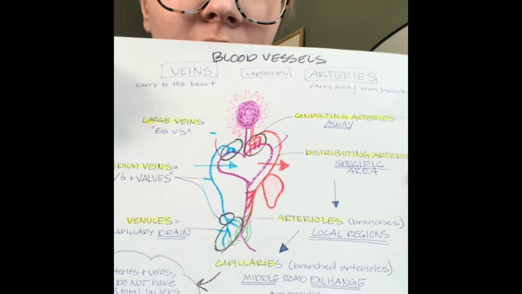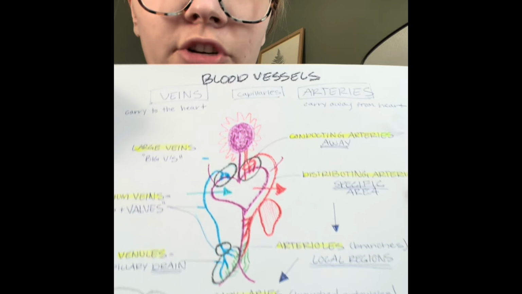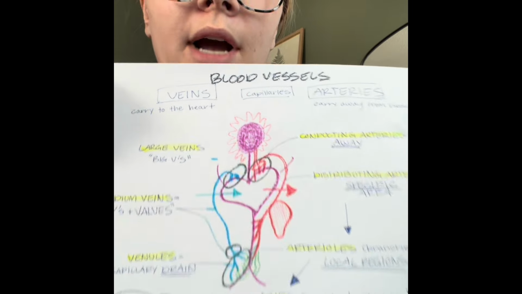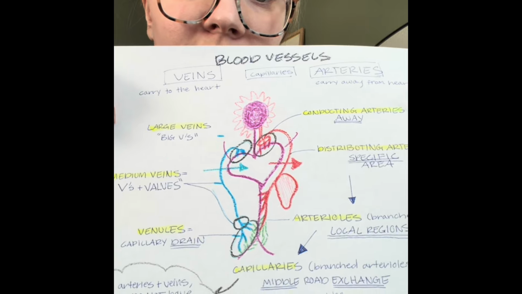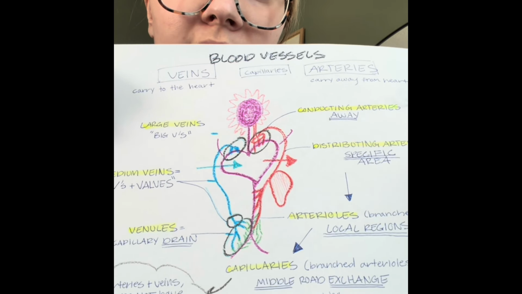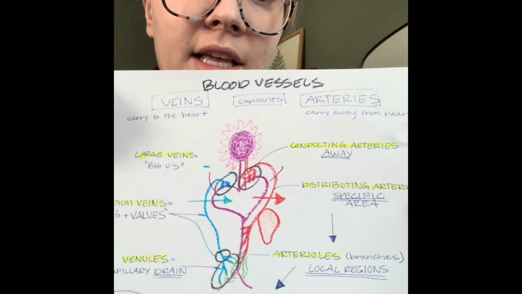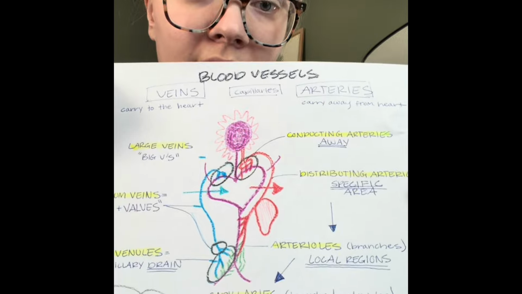All of these are similar in the sense that they transport blood throughout the body, but the big one that's different from arteries and from veins, again, are the capillaries that don't have the same 3 layers that the veins and the arteries do.